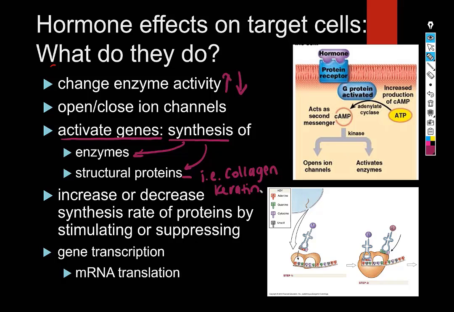So that's one example. They can also increase or decrease the synthesis rate. So they may not fully turn on or off protein synthesis, but they can speed it up or slow it down by stimulating or suppressing gene transcription and mRNA translation. So they can act at any level of the central dogma of molecular biology by just sort of tweaking the speed of things.